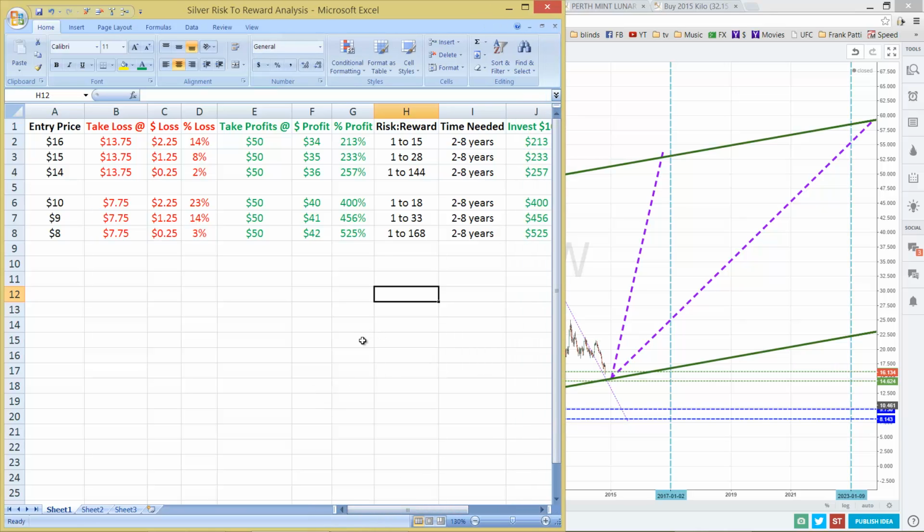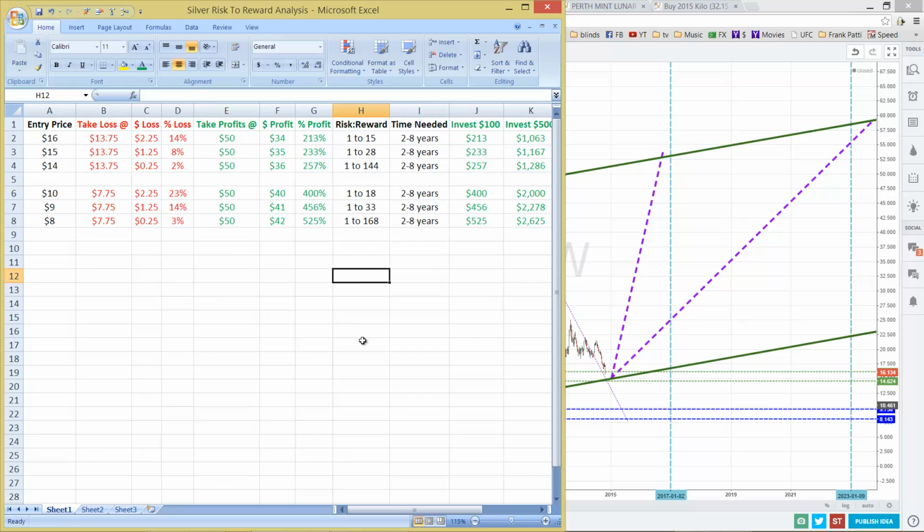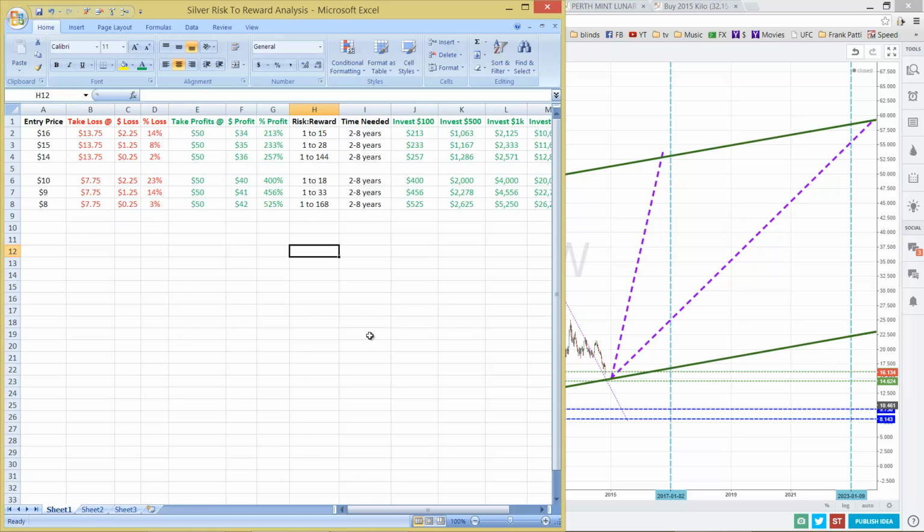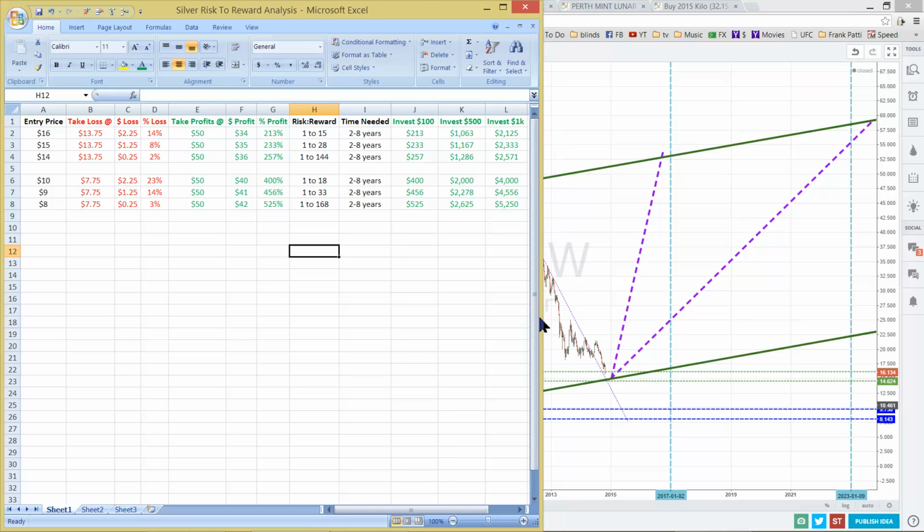And I hope that you guys don't mind that I am making this Excel spreadsheet a little bit smaller, but I'll have it at the bottom of the blog post, and that way you can copy and paste it and analyze it on your own time. So here's what we're looking at, guys. How much money should you put into silver?